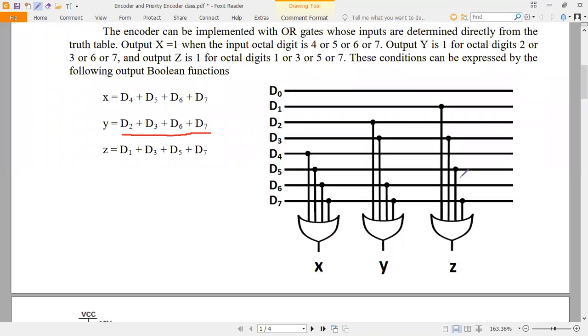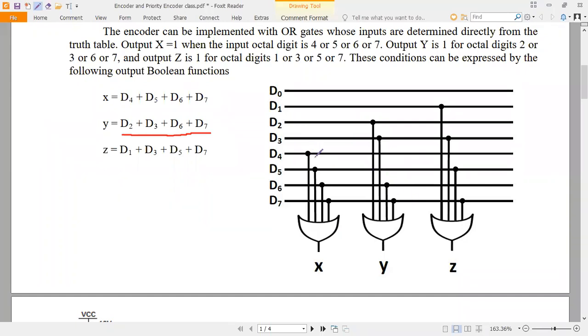See here, X equals D4 plus D5 plus D6 plus D7. So D4, D5, D6, D7 are given to an OR gate, and the output is X. Next, Y equals D2 plus D3 plus D6 plus D7.